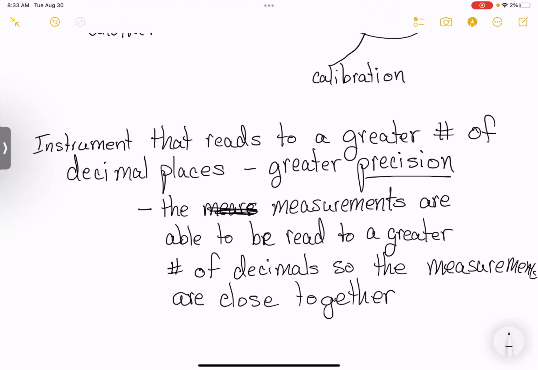So when I say read to a greater number of decimal places, if you'll recall on the graduated cylinder, I had to estimate the first decimal. But on a burette, I'm estimating the second decimal. So I know that first decimal. I know what it is. I just got to estimate the second decimal now. Yes, a burette would be plus or minus 0.01. So it'd have 2 decimal places.